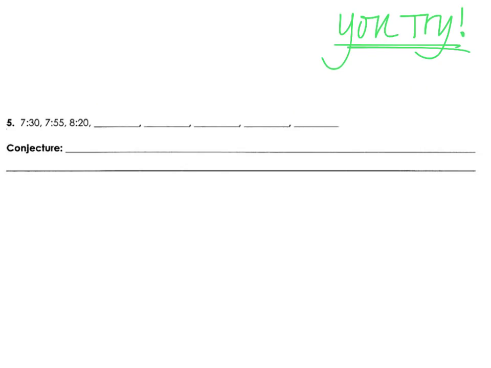Alright, so I want you to try number 5 on your own. Try to find the next 5 terms in the sequence and then write a conjecture to describe the pattern that you used to get the next 5 terms. Write a concluding statement or a conjecture. When you come back, I'll have the answer written on your screen and we'll go through it together.